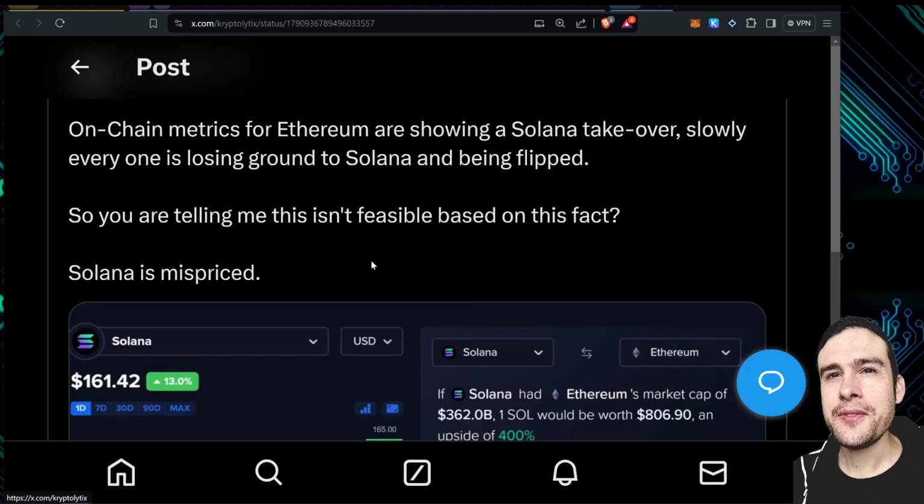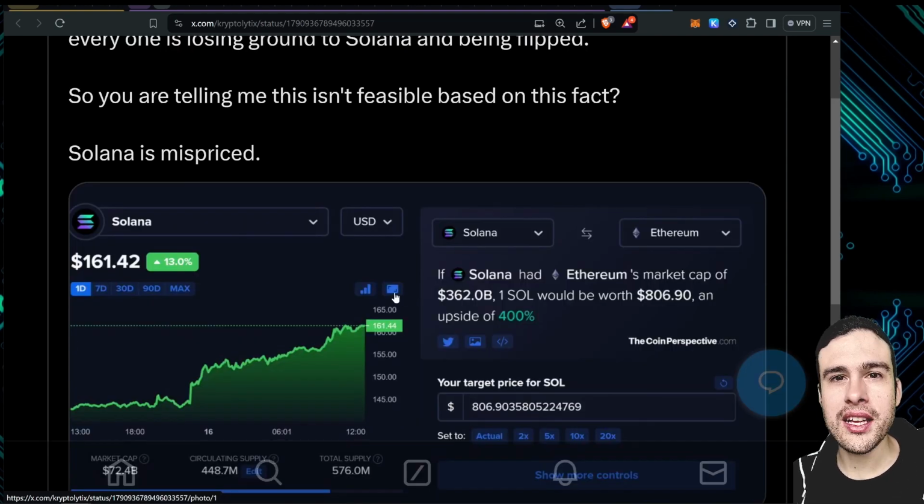So yeah, I just find it interesting that on-chain metrics for Ethereum are showing that Solana is slowly taking over, at least on-chain, right? Not in terms of market cap, it's far from Ethereum's market cap, even now. And slowly everyone is losing ground to Solana and being flipped. You're telling me Solana can't get to Ethereum's market cap? You're saying it's not feasible? I don't know. I feel like Solana's mispriced, to be honest.